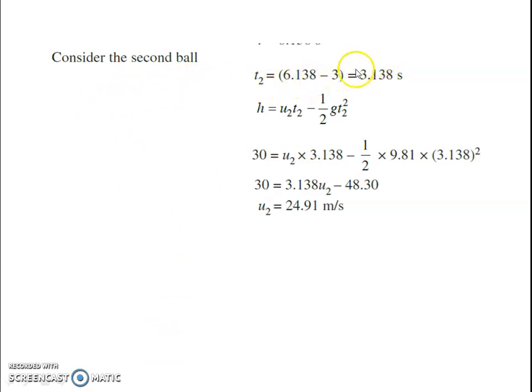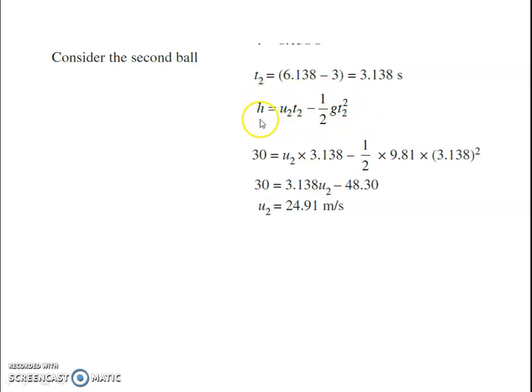T2 is equal to this many seconds. It has to reach the height by this second. It is 3.138 for T2, because it is thrown after 3 seconds. So the total time taken by ball A is this one. I subtract the time delay, and then I get the time taken by ball B to reach 30 meters, which works out to be 3.138 seconds.